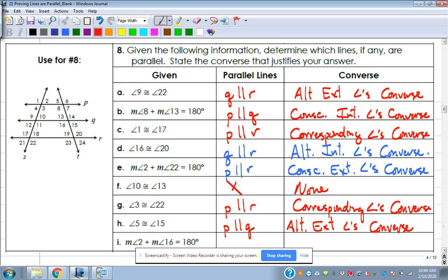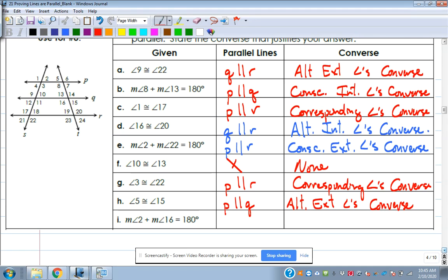And then the last one says the measure of angle 2 plus the measure of angle 16 is 180. None, because do those two angles have any kind of relationship? They're not on the same transversal, so there's no relationship there. If we knew something about some of our other angles, we could probably get around to some sort of thing with that, but we don't know anything about any angles there.